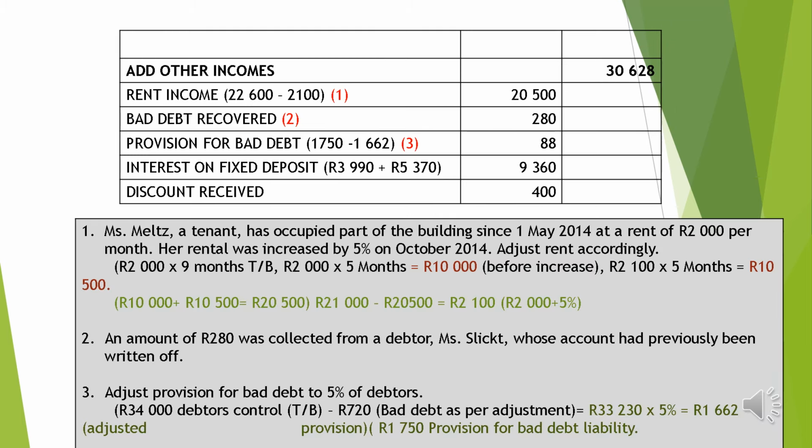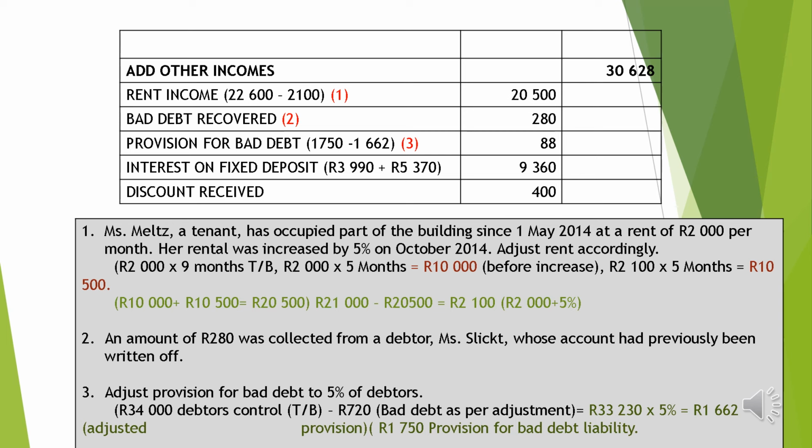Now let us look at other incomes. We are going to add other incomes simply because they have what we refer to as a positive effect towards your gross profit. So we are looking at other incomes that this particular company is generating other than the selling of goods or rendering of services.